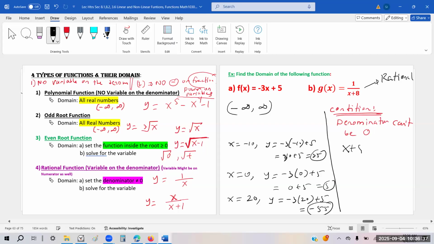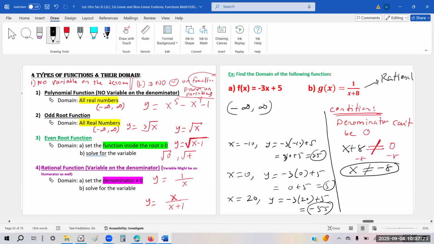So we have x plus 8. This x plus 8 cannot be 0. It can be positive, it can be negative, but it cannot be 0. So what makes this term 0? Negative 8. You subtract 8 from both sides. That means x cannot be negative 8. When x is negative 8, you get negative 8 plus 8, 0. Problem. So you can use any number before negative 8. You can substitute any number after negative 8. You just cannot use negative 8.